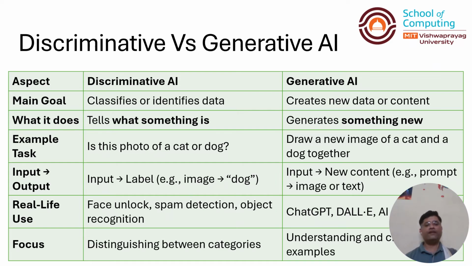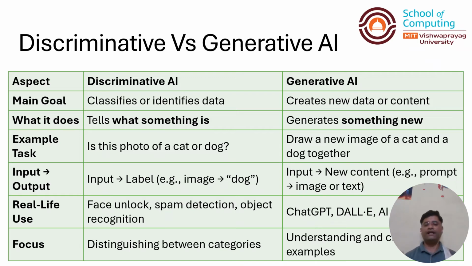In discriminative AI, they tell what something is, whereas generative AI helps to generate something new. For a simple example, if you have an image, then it will be able to identify whether that image contains a cat or a dog.